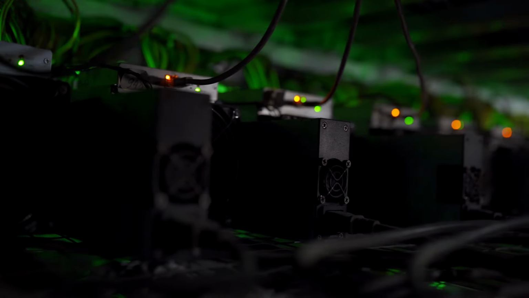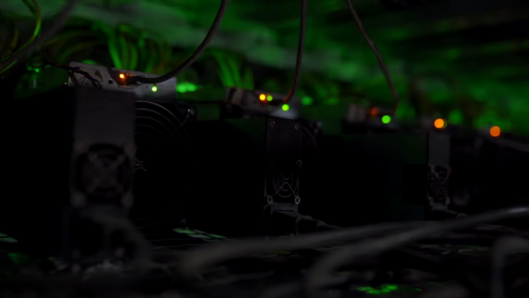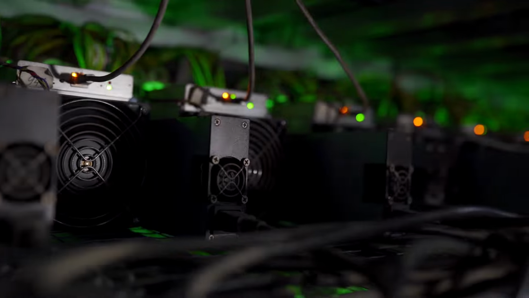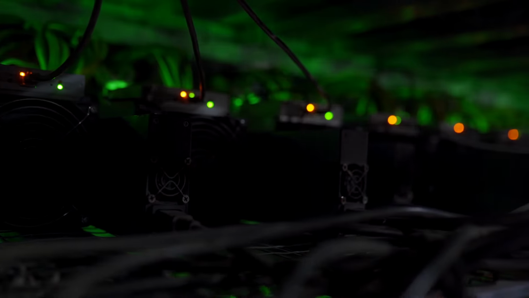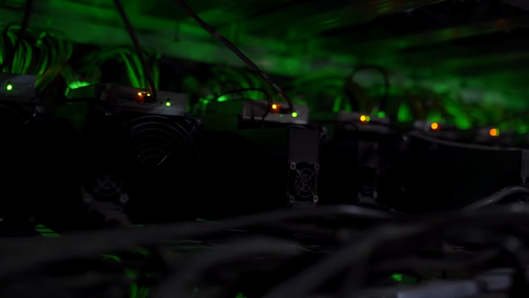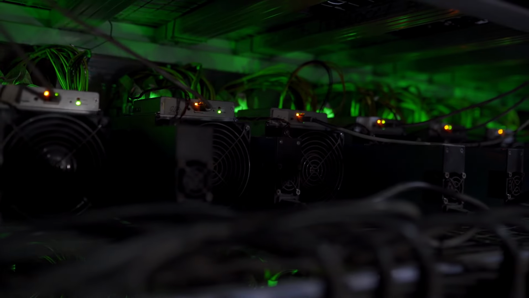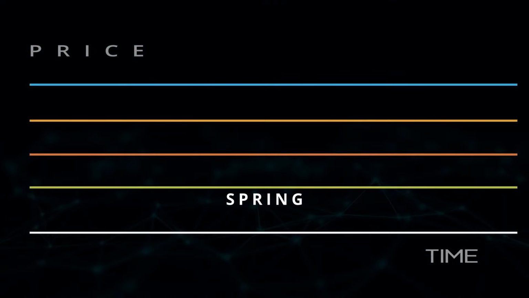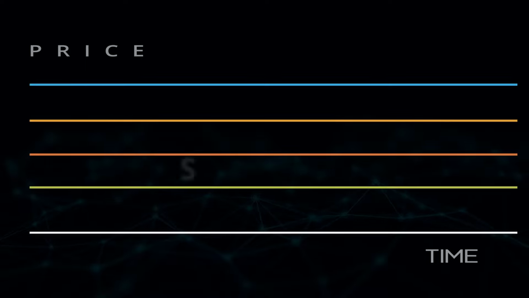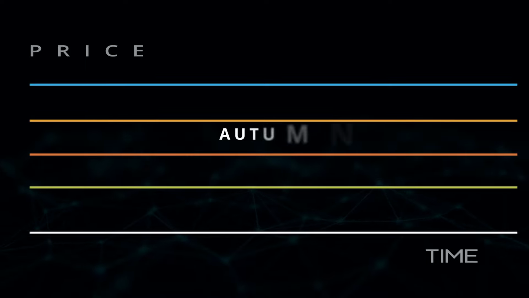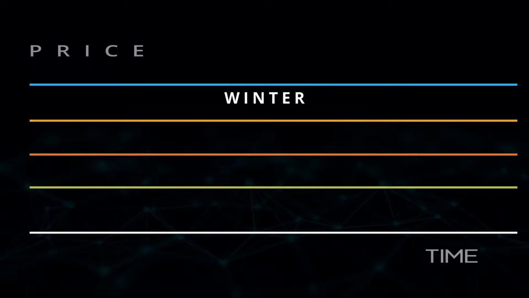Let us call the prices given only by the mining cost of production the theoretical prices. Assuming that mining computational power is evenly distributed among the 4 tokens, a graph of theoretical prices looks like this, with spring being the cheapest token, followed by summer, autumn, and winter being the most expensive of the 4.